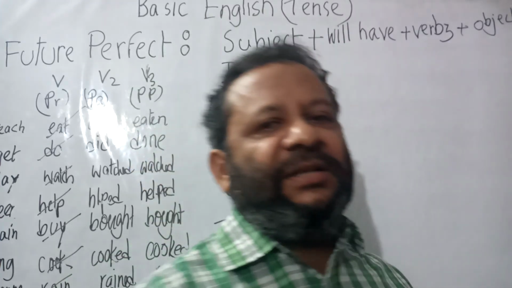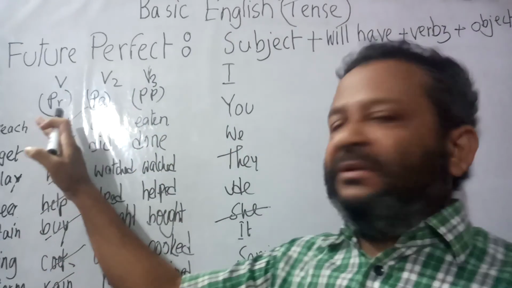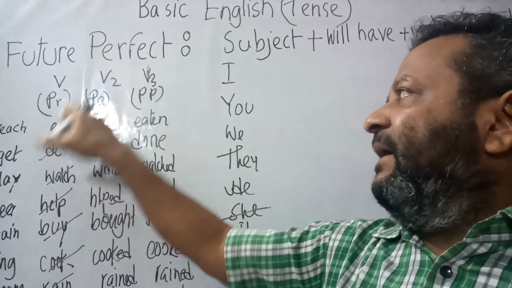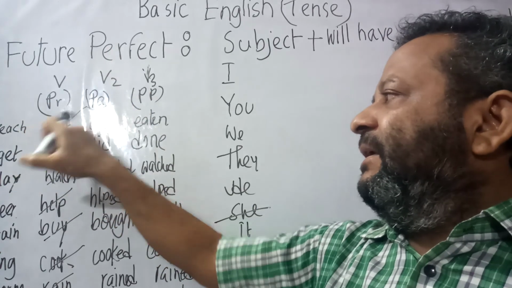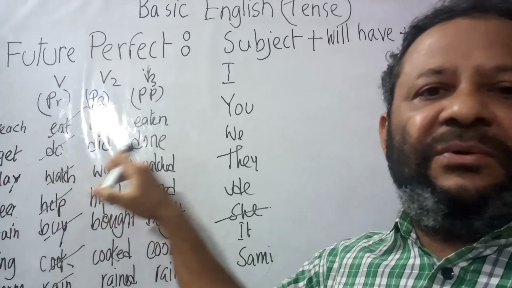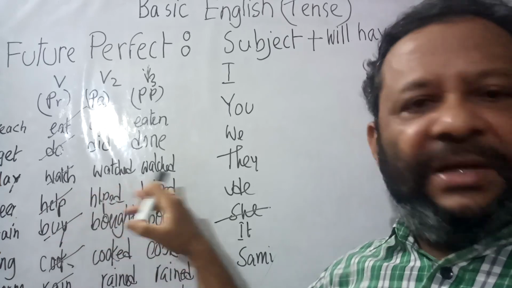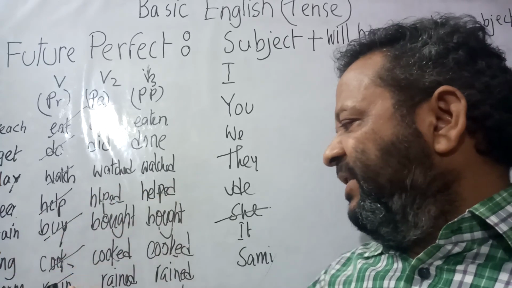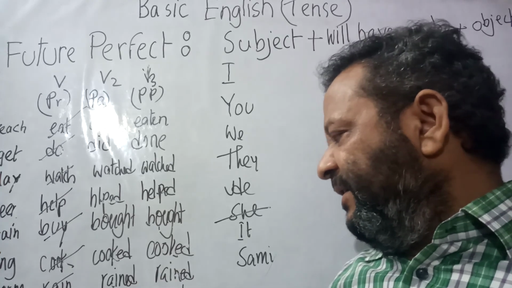Now let us read the verb set. First one is eat, then verb 2 form ate and verb 3 form eaten. Eat, ate, eaten. Do, did, done. Watch, watched, watched. Help, helped, helped. Buy, bought, bought. Cook, cooked, cooked. Rain, rained, rained. Read, read, read.